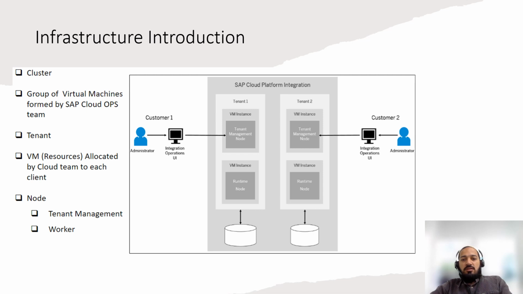There can be two different customers who are working parallelly on tenant 1 and tenant 2, and internally they have VM instances which are doing the management for the systems and the runtime nodes, and it is also connected to whatever DB it is using in the backend. So this is a very high level quick overview of the infrastructure for all the components, and the nodes are like tenant management and the worker nodes here.